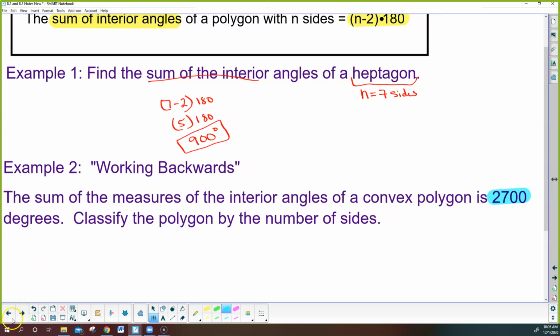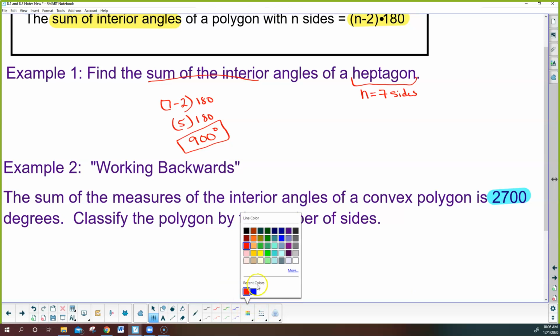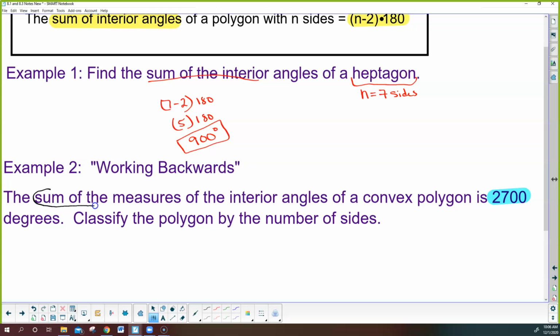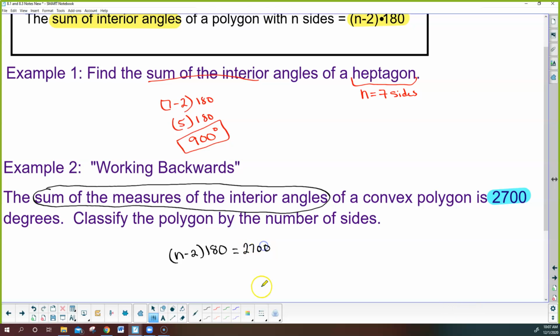Why don't you work on this for just a minute? Here's how my brain works. I see this phrase, the sum of the measure of the interior angles, and I'm thinking, all right, that's this formula, right? N minus 2 times 180, and N is the number of sides. And then they tell us what that sum is equal to, 2,700.